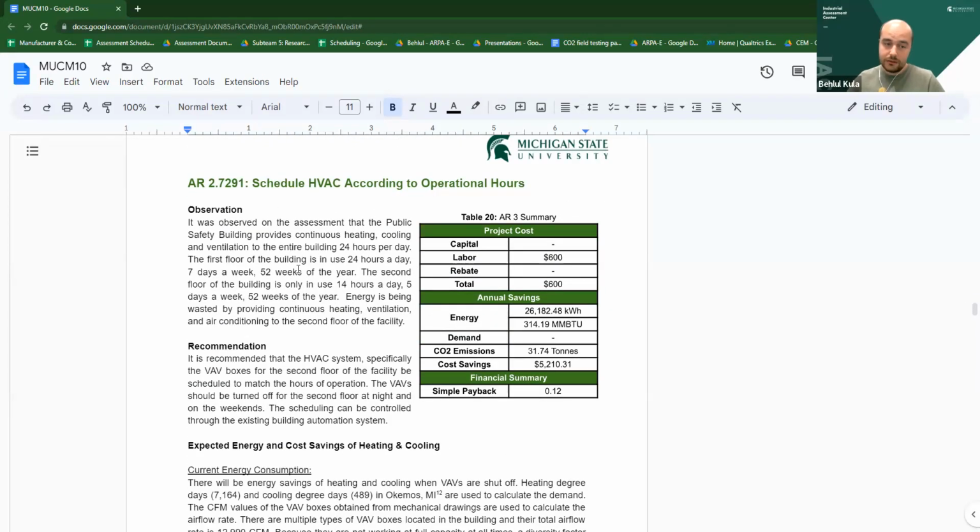And here is the recommendation about scheduling the HVAC according to your operational hours. Yeah, I wrote this one as well. Have all mine in a row.